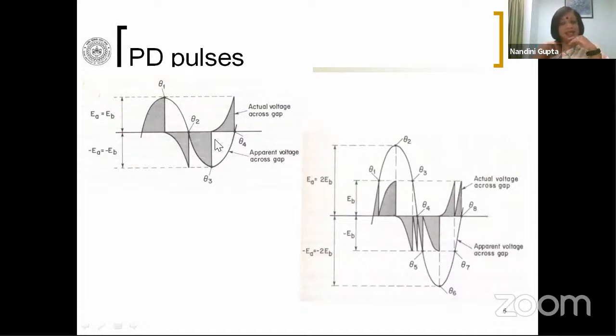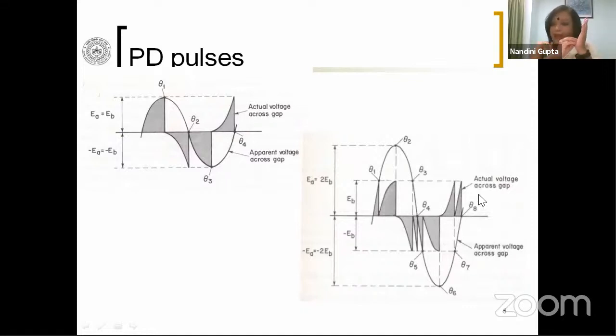So what I see is within one full cycle, we find 4 PD pulses. I'm not going to go on and describe all the cases. Now, if you consider the case where you have EA is equal to 2 EB, you can follow this diagram and you can see that you will have 8 PD pulses.